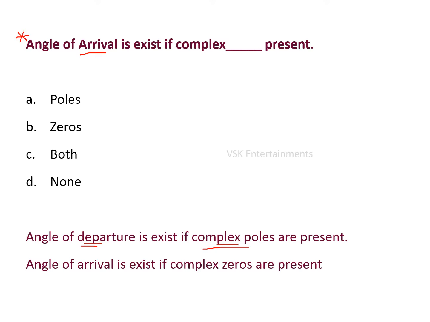Similarly, angle of arrival is exactly opposite to angle of departure. That is, angle of arrival is present if complex zeros are present. If complex zeros are present, we get the concept of angle of arrival. If complex poles are present, we get angle of departure. Here angle of arrival is nothing but complex zeros. So option B is the right answer.